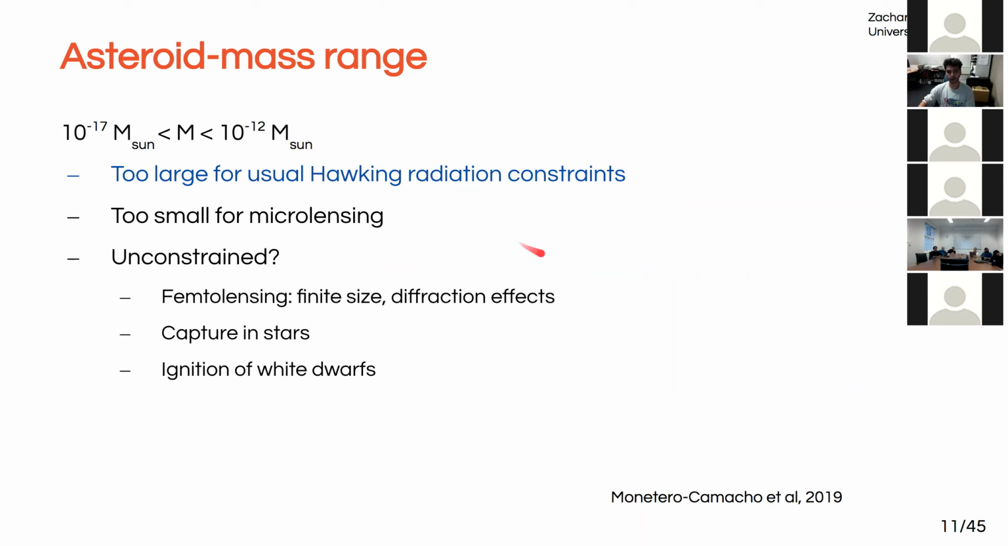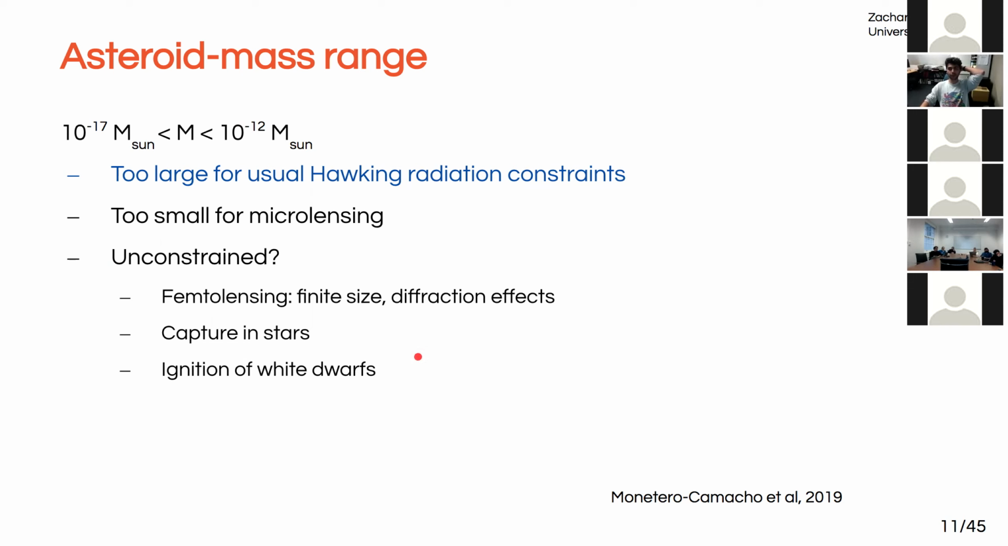So there used to be constraints in this range, but they've recently been shown to perhaps not actually be real anymore. There's an even smaller microlensing called femtolensing, but diffraction effects and finite size source effects render those not possible. And you also have these interesting effects where black holes might be captured in stars and disrupt them, causing supernova, but it doesn't seem like we actually can constrain that right now. The capture rate is just too small, but maybe in the future that could still be possible.